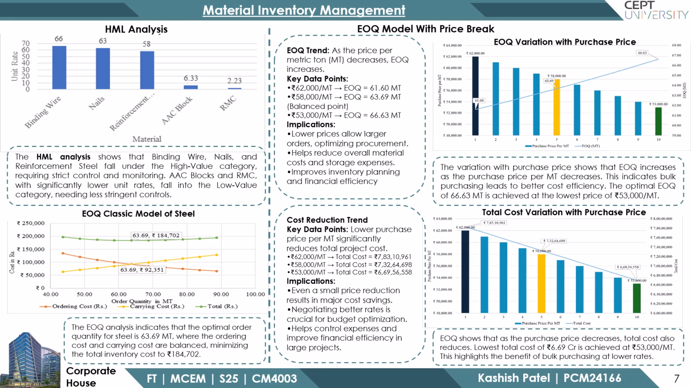We also use the classical EOQ model and EOQ model with a price break scenario. This helped to determine the most economical quantity of steel to order, balancing carrying and ordering costs. For EOQ model with a price break, rupees 2000 is considered. We can observe that the optimal order quantity is inversely proportional to the purchase price, which suggests that bulk purchasing at lower purchase price leads to cost efficiency.